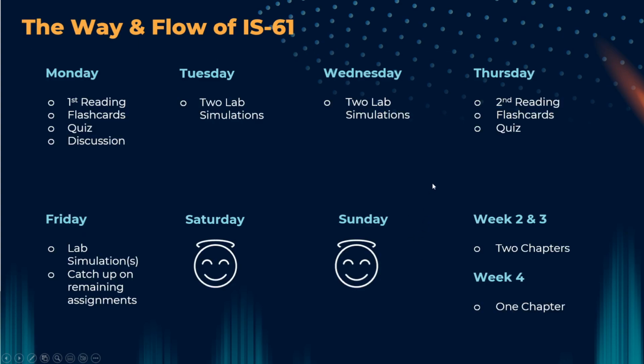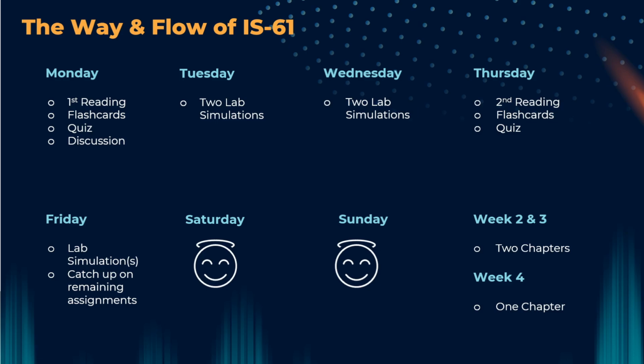So let's talk about the way and flow of IS-61. This is a very short class. It's 4 weeks, another way to look at it is a month-long class. I tried my best to make it not overwhelming given the short amount of time you have with me. Feel free to let me know if there's too much work, but I think I have just the right amount of work for those 4 weeks. So this is what it should look like for you.